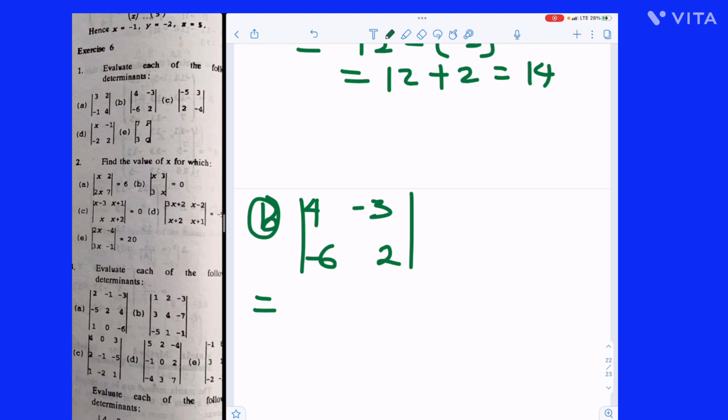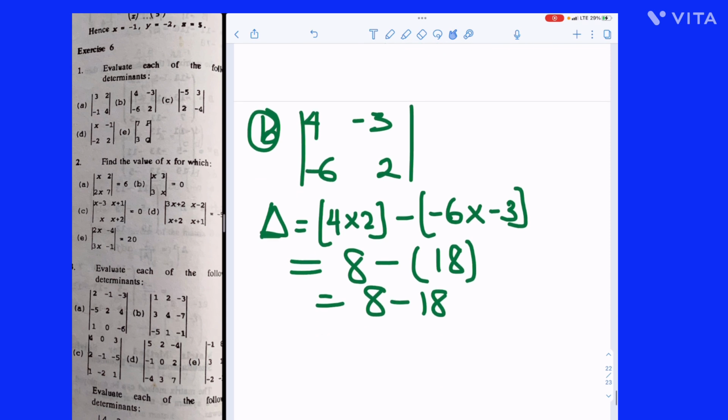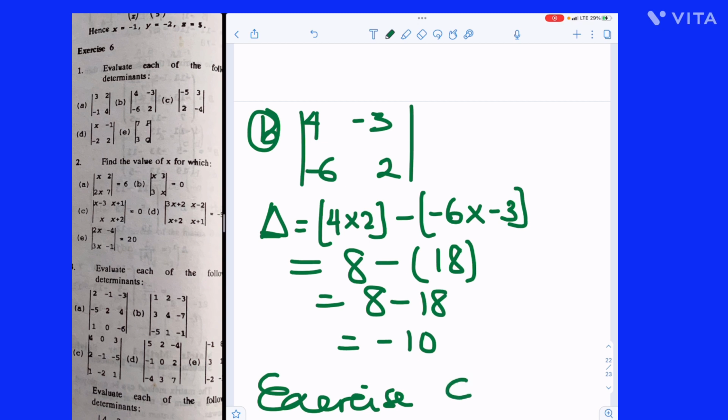This is also very simple. Our determinant is delta. So delta is 4 times 2 minus -6 times -3. That gives me 8 minus 18. So that's 8 minus 18, and my determinant is -10. Be careful with signs. So as your exercise, you answer C, D, and E yourself.